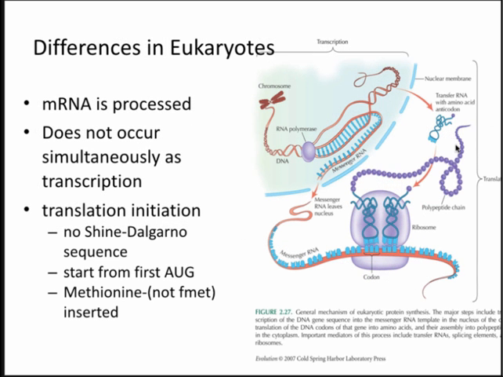Okay, so what are the differences in eukaryotes? First of all, the mRNA is processed and then goes out to the ribosome, so it does not occur simultaneously. You do not get polycistronic messenger RNAs, and you do not get this coupling of transcription and translation. For translation initiation, there's no Shine-Dalgarno sequence. It will just start from the first AUG. And methionine is used, not formylmethionine. So formylmethionine is only found in bacteria, in fact.